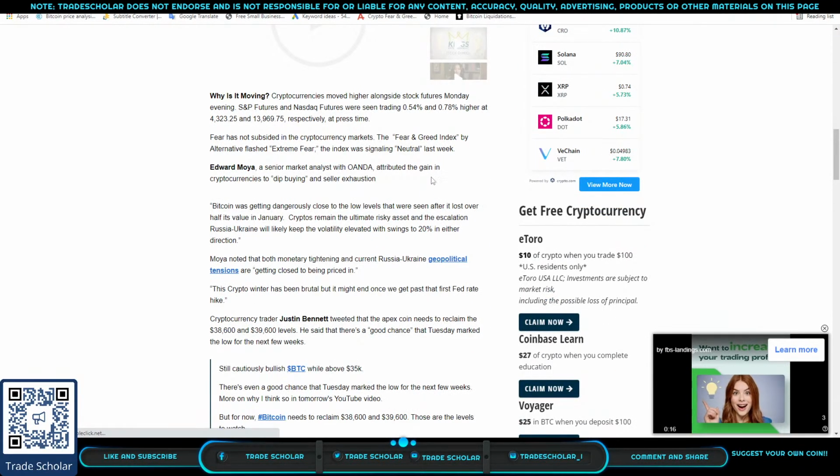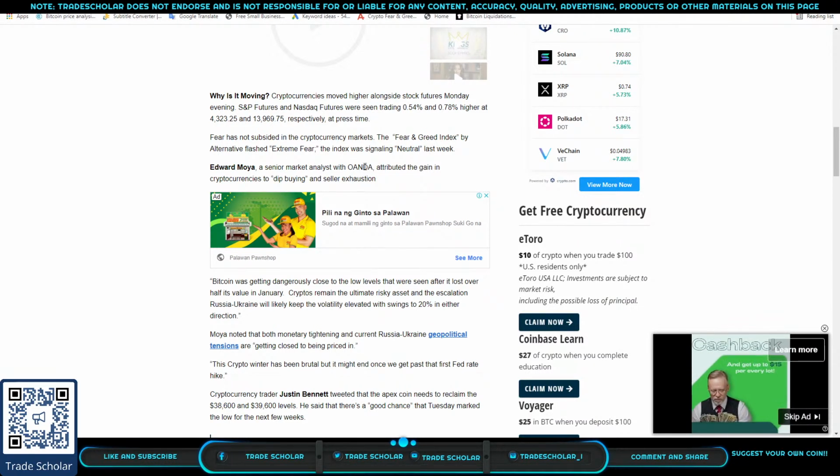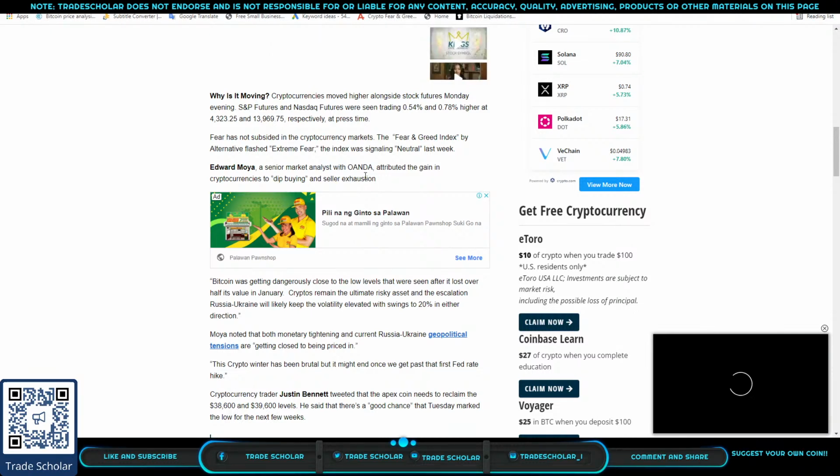Why is it moving? The fear and greed index. Extreme fear was signaling neutral last week. A senior market analyst attributed the gain to dip buying and seller exhaustion. So the institutions and the banks have bought the dip already. That's why we are going back up. The institutions keep the market in balance.